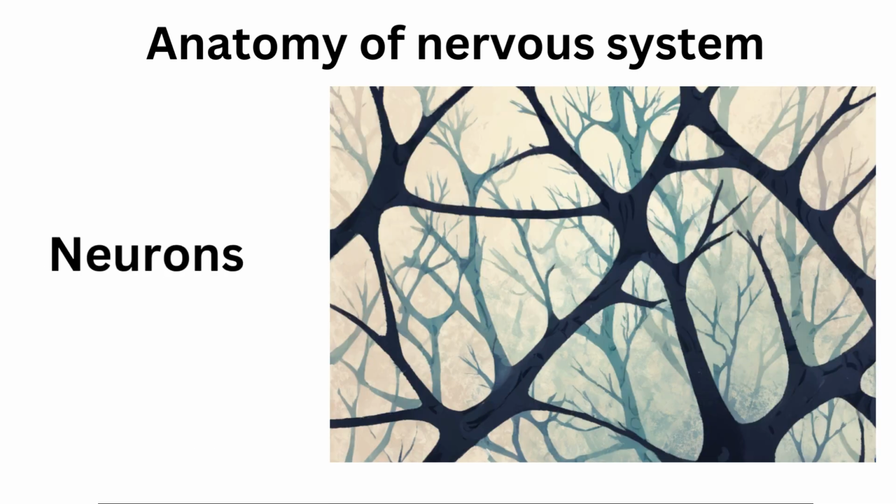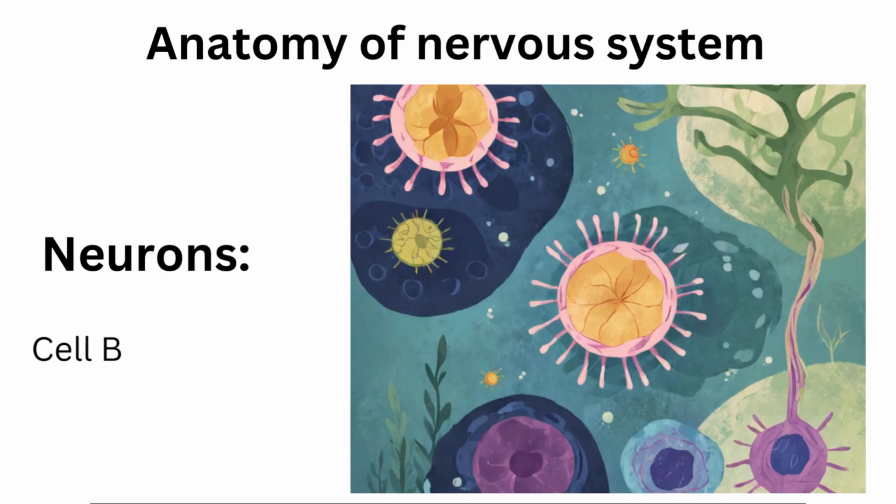Neurons. Neurons are the basic functional units of the nervous system. They transmit electrical signals and communicate with other neurons. A typical neuron consists of the following parts. Cell body, soma. Contains the nucleus and other organelles.